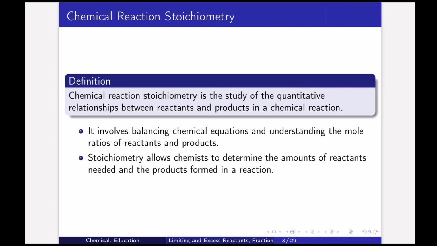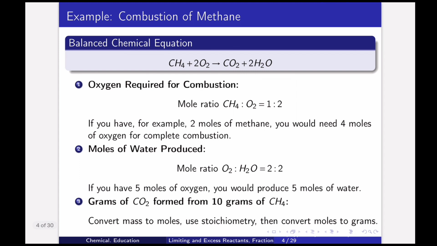It involves balancing chemical equations and understanding the mole ratios of reactants and products. Stoichiometry allows chemists to determine the amounts of reactants needed and the products formed in a reaction. Let's take one example and try to understand chemical reaction stoichiometry. Here one example is given, that is the combustion of methane.